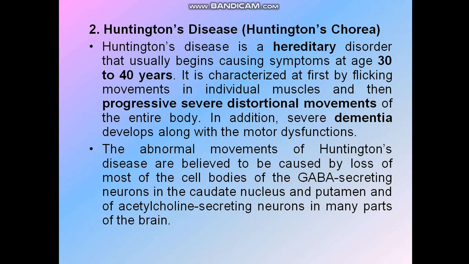Huntington's disease is hereditary, with symptoms at 30 to 40 years, starting with flicking movement of individual muscles, then severe distortional, dancing-like movement, and also a severe dementia develops. This disorder mainly causes loss of the GABA-secreting neurons in the caudate and the putamen, and some of the acetylcholine-secreting neurons.